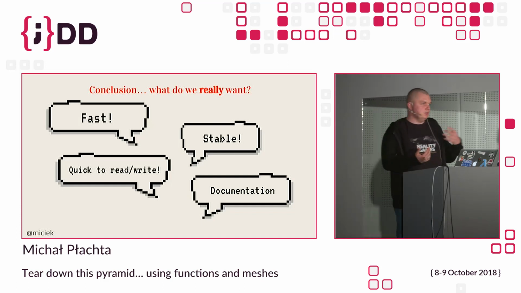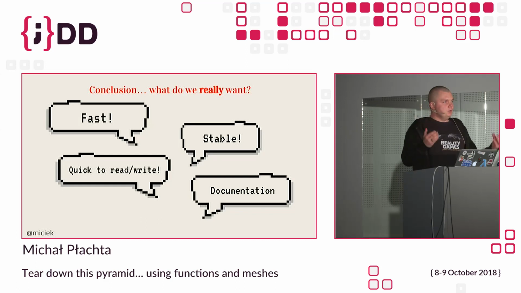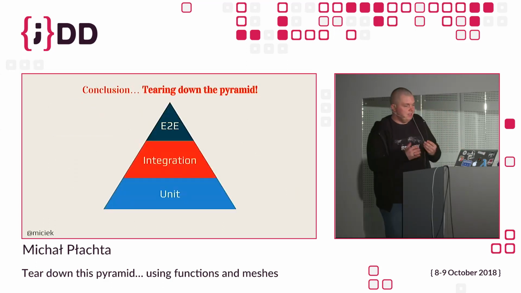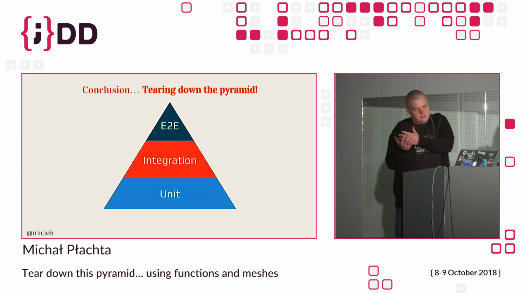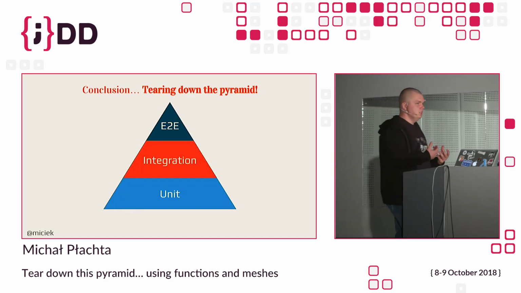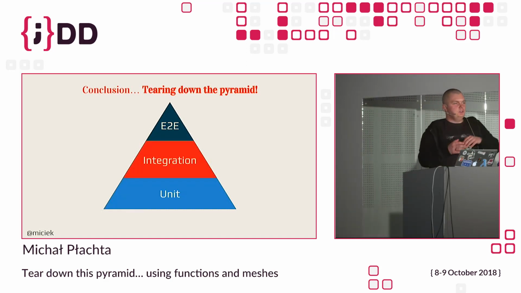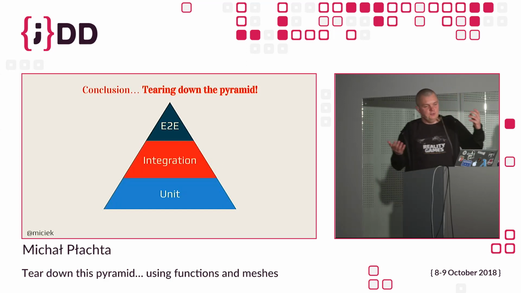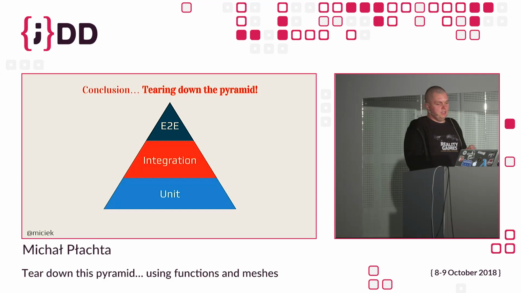We don't really care about units or components or integration. We want them to be fast. We want them to document things. We want them to be stable. So this is what I really want to achieve. And this kind of pyramid, which is like 20 years old or so, is not really conveying this information, right? The pyramid says that we should have many unit tests, because they are fast. No, so this is kind of mixing two things together.